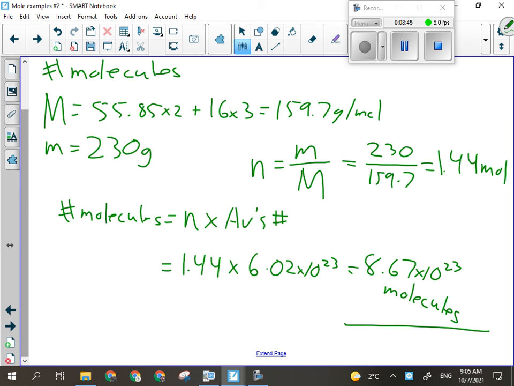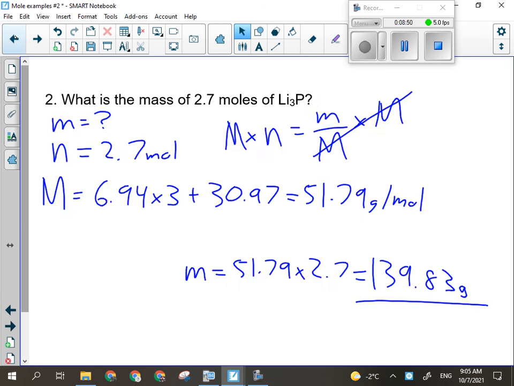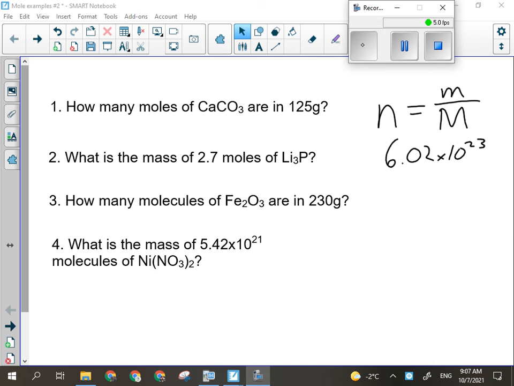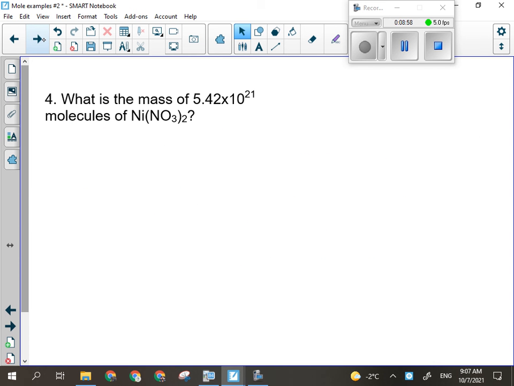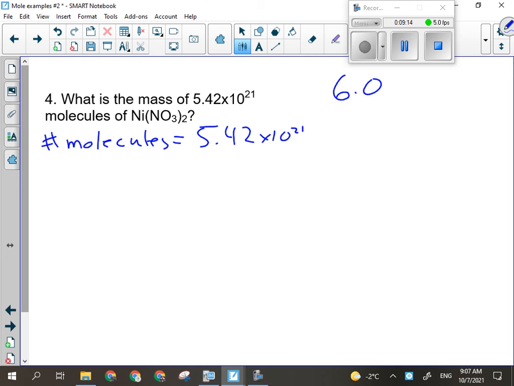Do you still need some time on number 4? Some people do. Okay, let's have a look at number 4. They give me the number of molecules, and they want me to calculate the mass. The number of molecules here is 5.42 times 10 to the 21. Avogadro's number is 6.02 times 10 to the 23. Do I have more or less than a mole? Less. A lot less.